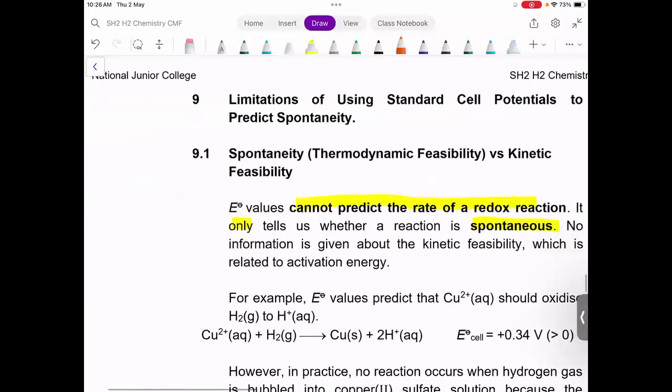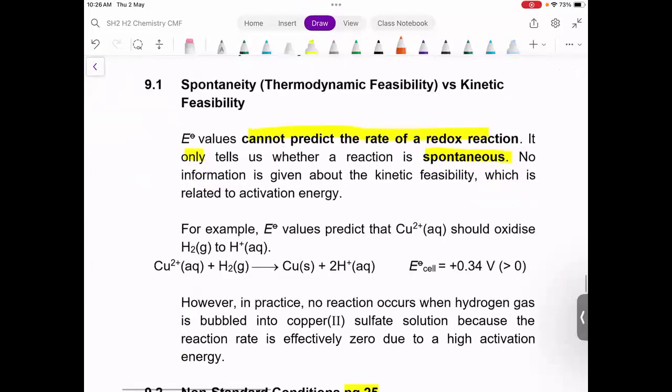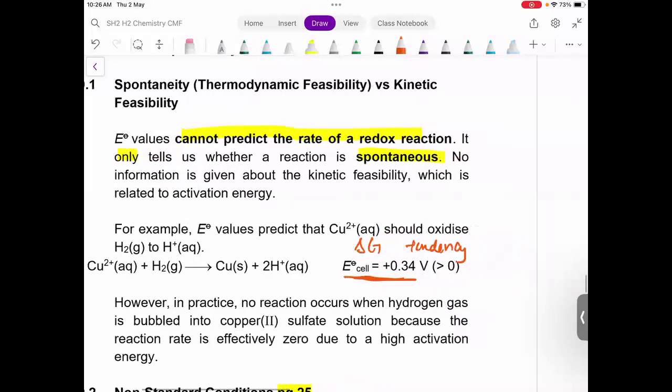So let's look at the limitations of using standard cell potentials to predict spontaneity. Number one, please take note, E0 value is not a prediction of rate. You can have a very spontaneous reaction, but it can take place very slowly, with high EA. E0 cell measures the tendency, like delta G measures the tendency, but has no relation to rate. Please take note. It doesn't mean that the rate will be very fast.